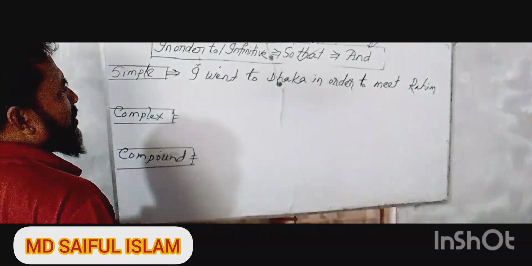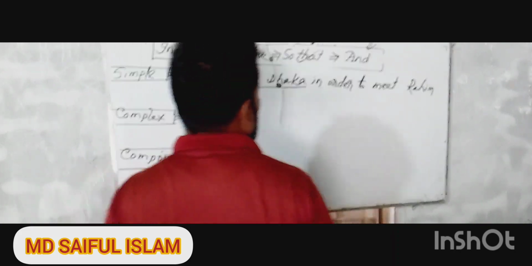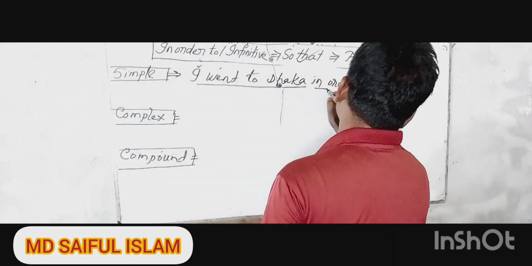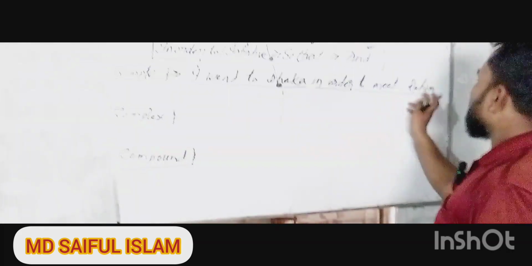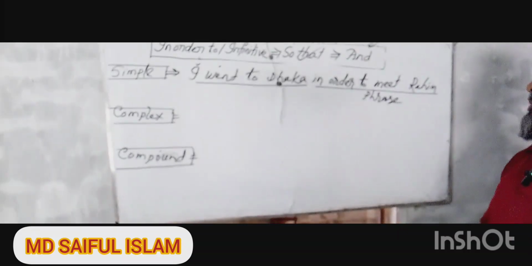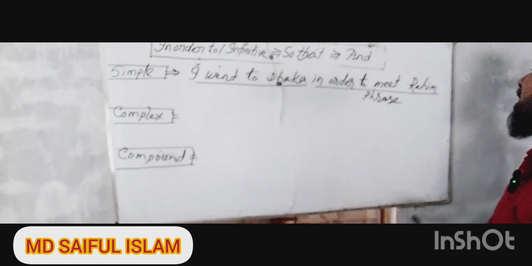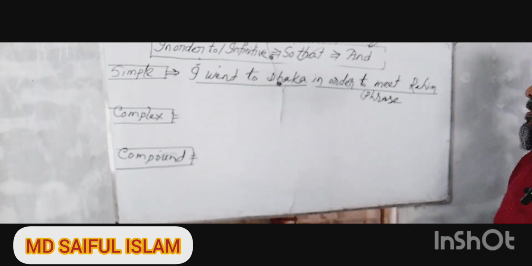So viewers, now think about this sentence. "I went to Dhaka" is one part, and "in order to meet Rahim" is another. Here, "in order to meet Rahim" is of course a phrase, because when I made you understand the definition of phrase, you were told, my dear learners, that a phrase is a group of words where there is no subject or finite verb. According to the definition of phrase, of course, this is a phrase. Hope that you have understood clearly.